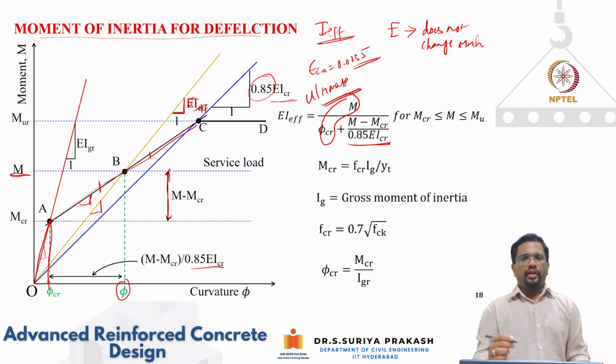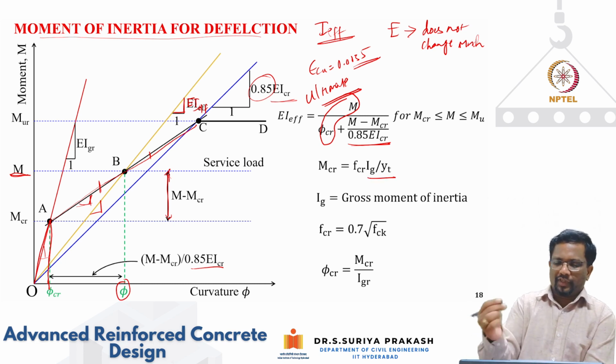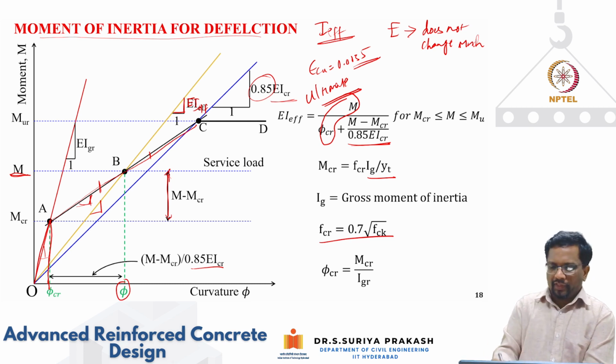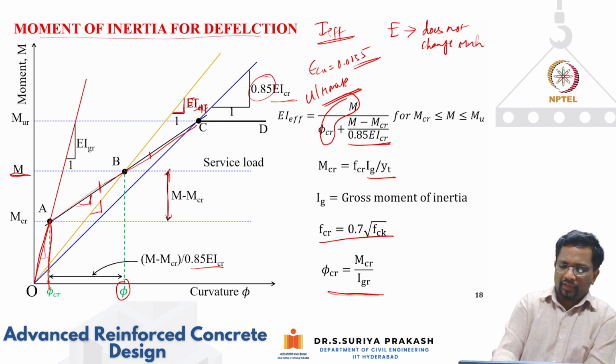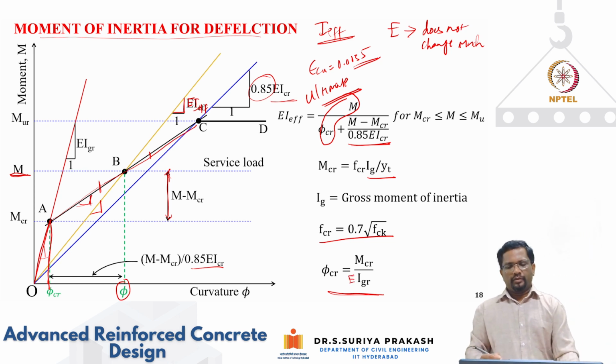So again, what is a cracking moment? Your modulus of rupture multiplied by your section modulus. So we can get that. And fcr, we take it as 0.7 square root of fck. So you can calculate your phi cracking as M cracking divided by your moment of inertia, or in other words, it is going to be M cracking by E I gross. Right? So that is your curvature.